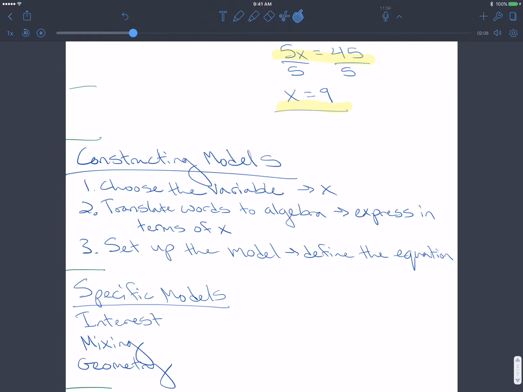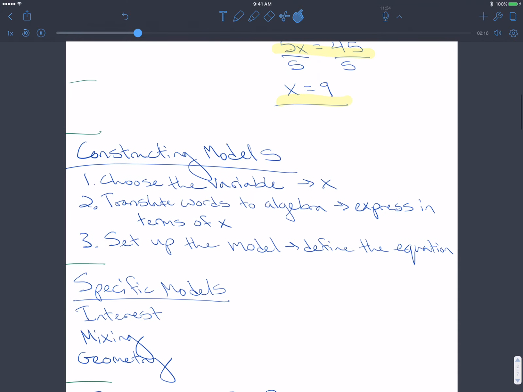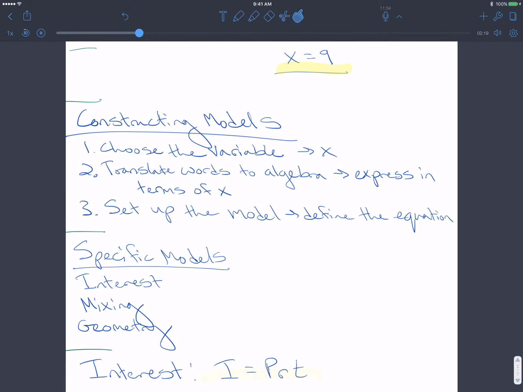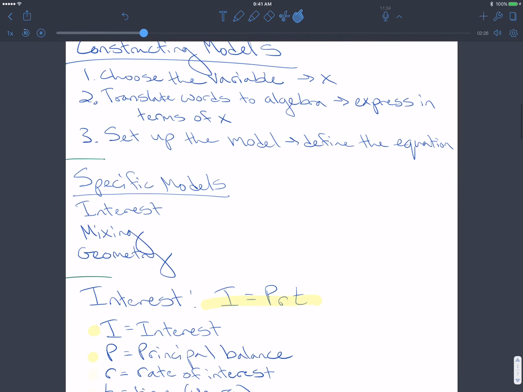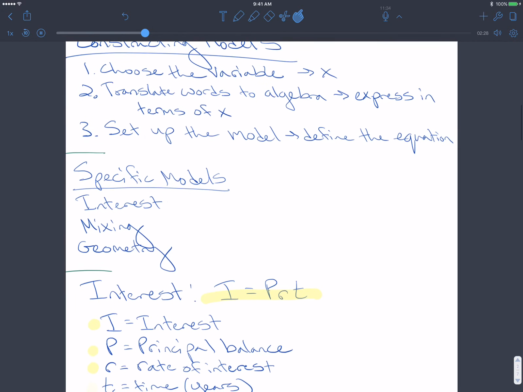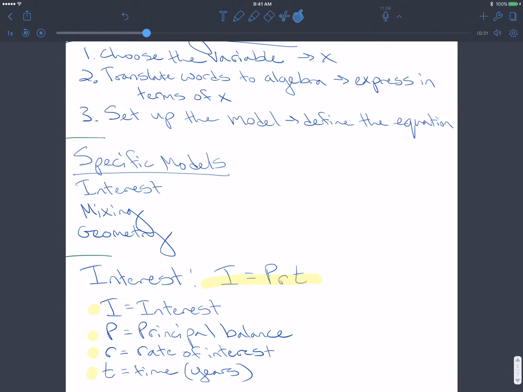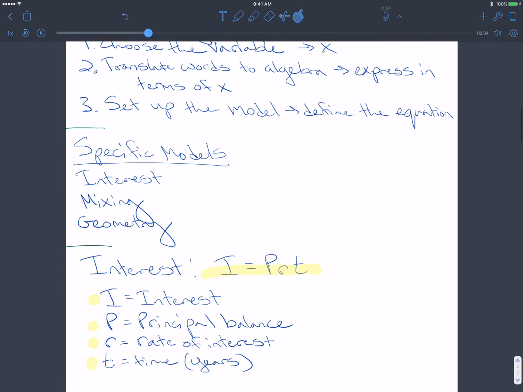The first one being interest, the second one is mixing and concentration, and the third being geometric models, like we did earlier. So with an interest model, we have the equation I is equal to PRT that we will be working with. I in this case is your interest. P is your principal balance, R is the rate of that interest as it's applied, and T is time, usually years for the purposes of this particular model.